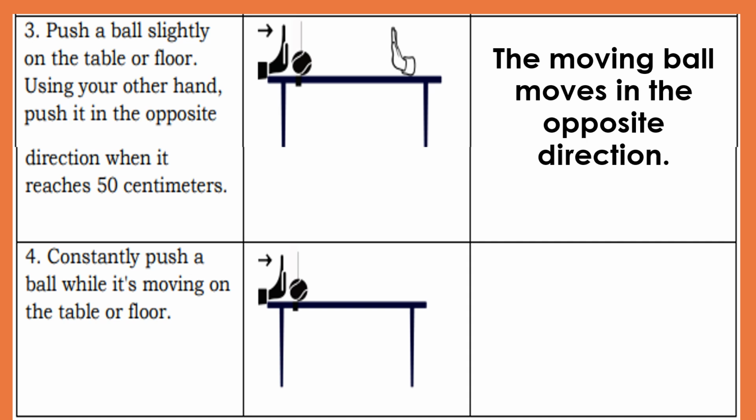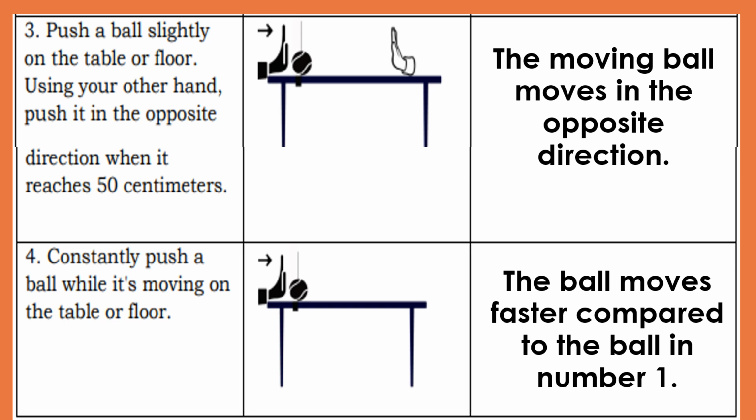Activity number 4, constantly push a ball while it's moving on the table or floor. What happened to the ball? The ball moves faster compared to the ball in number 1.